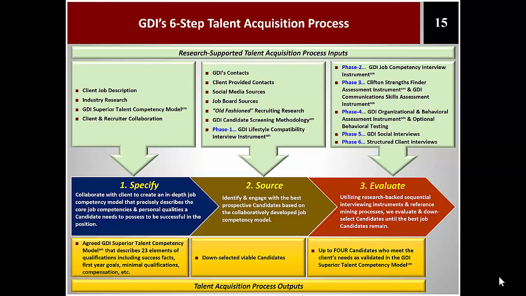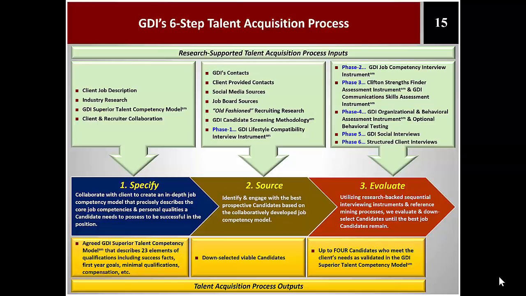Step 2 is how we found you. Step 2 is about sourcing, about how we go about identifying and finding the right kinds of candidates. We do that through our own contacts, through client-provided contacts, social media, job boards, old-fashioned digging. Perhaps we found you through a friend of a friend of a friend. We then screened the resumes using our process, and then we ultimately get down to the first interview with you, which is the phase 1 interview noted in the center of the page.